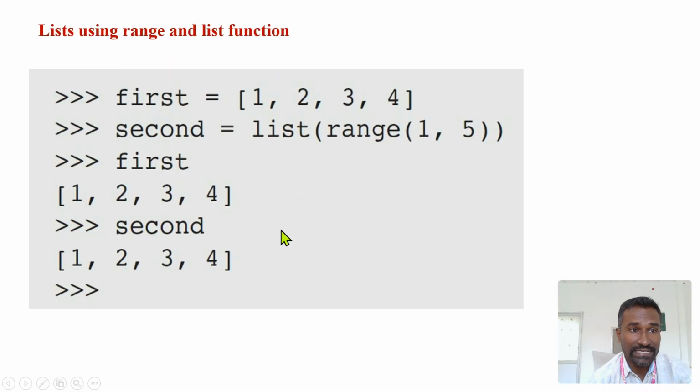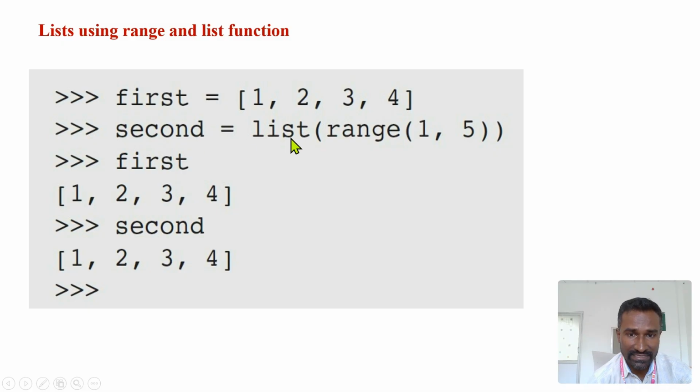And using the range and the list function, how we can use the range. For example, first is equal to 1 2 3 4, which is the list. Second is equal to list of range of 1 comma 5. So 1 comma 5 is the position. See what values will come. The index positions are 0 1 2 3, up to 3 only is available. So if you print the first, 1 2 3 4 will automatically be printed.